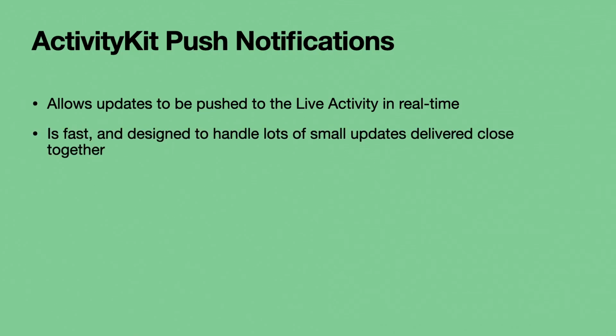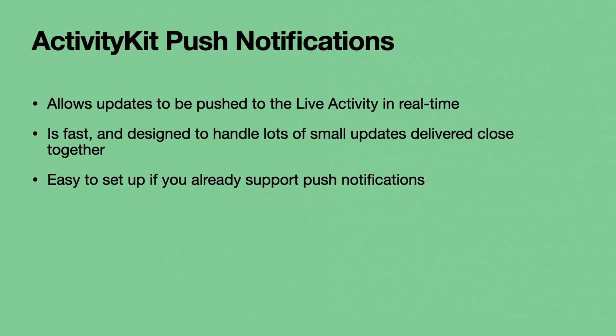APNS, Apple's push notification service, which is used for this, exists, it's fast, and it's designed to handle a lot of updates close together. We're talking small payloads, so it's not computationally expensive to receive these. And if you already have infrastructure in place to send regular push notifications, it's not going to be much of a stretch to support ActivityKit push notifications as well.